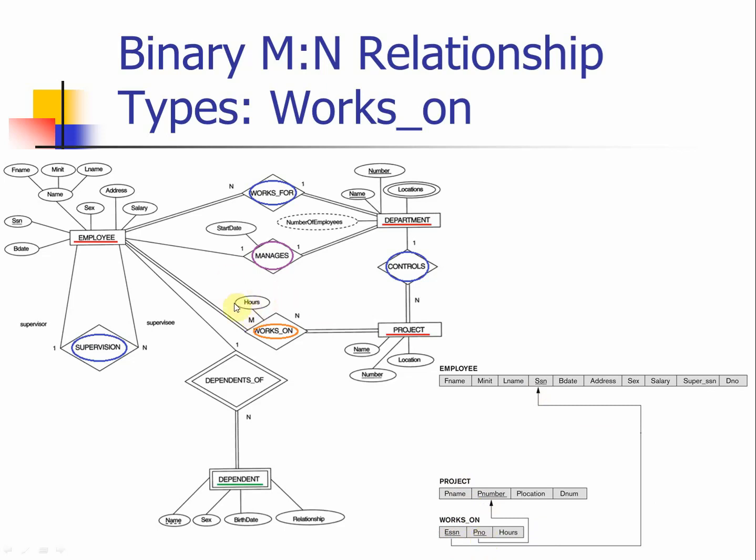Since there is also an hours attribute attached to this relationship, we need to include this hours over here as well. And therefore, you can see that is how we would be able to handle the m-to-n relationships by creating a new table.